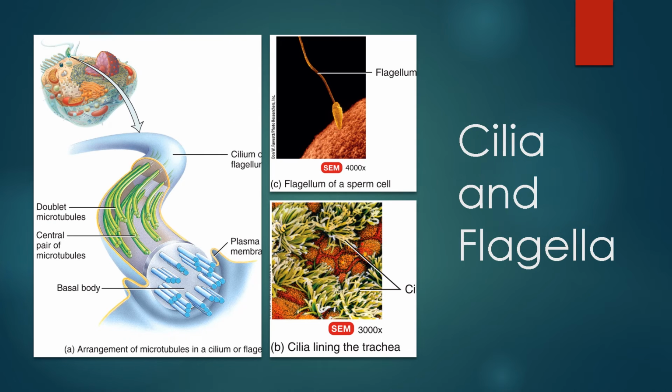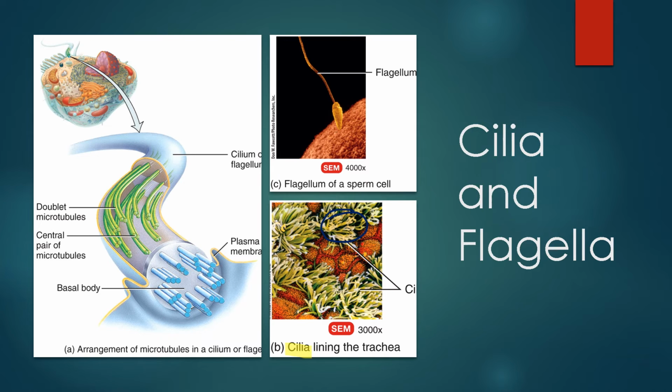Now, microtubules are the dominant components of cilia and flagella, and these are motile projections on the cell surface. So cilia, we can see them right here, these little green projections on this picture, labeled cilia. These are very numerous, but they're quite short hair-like projections that extend from the cell surface.